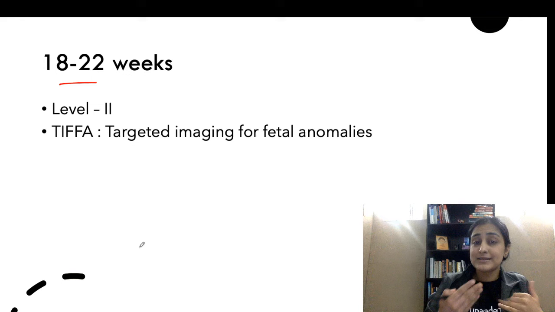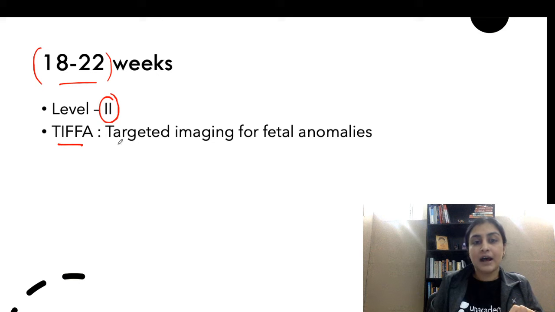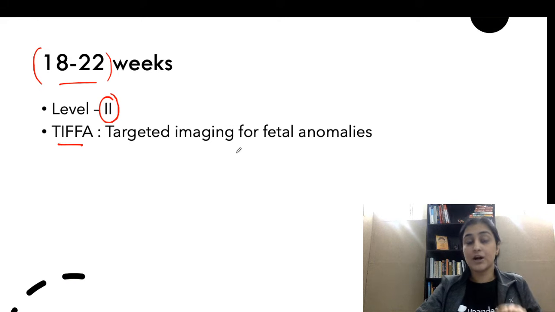Now we are into the second trimester. Here we do a specific scan which is called the level 2 ultrasound, also called the anomaly scan, or it can also be called TIFA. What is TIFA? Targeted imaging for fetal anomalies. Alright, so this is your TIFA. So this is the 18 to 22 weeks anomaly scan.